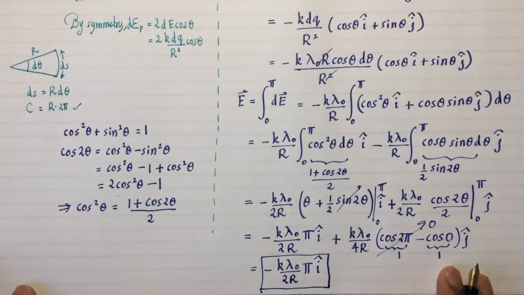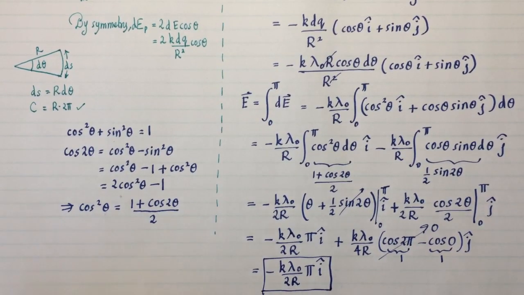So in this manner, we have solved an example of finding the electric field due to a charge distribution using either the symmetry argument or using methods of vector calculus.